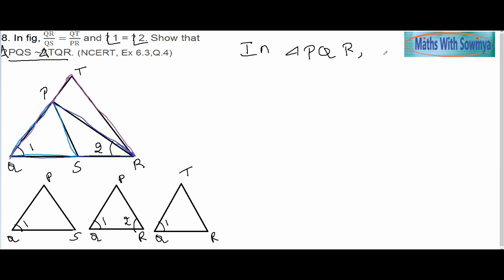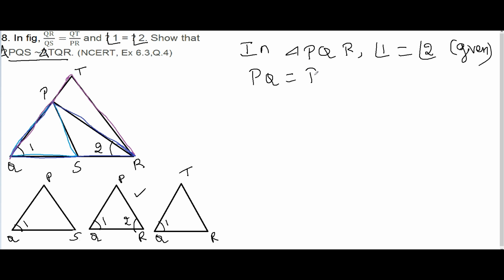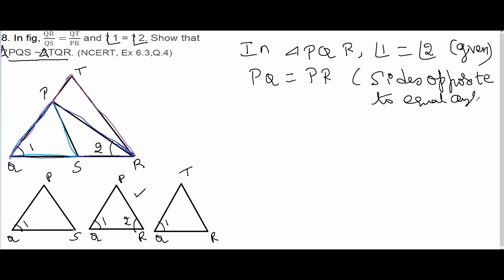In triangle PQR we have been given angle 1 is equal to angle 2. Obviously, if the two angles are equal, their opposite sides are equal. So, I can say PQ is equal to PR, sides opposite to equal angles. So hence they are equal here, we just proved. Sides opposite to equal angles, hence they are equal.